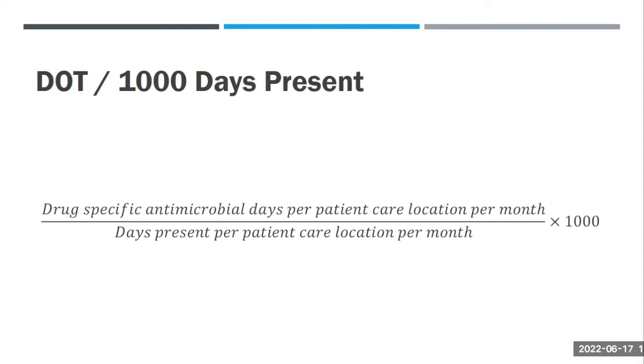And so this cuts out the variability between facilities that have different sizes. So scaling to 1,000 allows my facility that may be 600 beds to have the same DOT comparison to a facility that only has 100 beds. So it's getting rid of that volume by scaling it, so we're able to compare the numbers apples to apples.